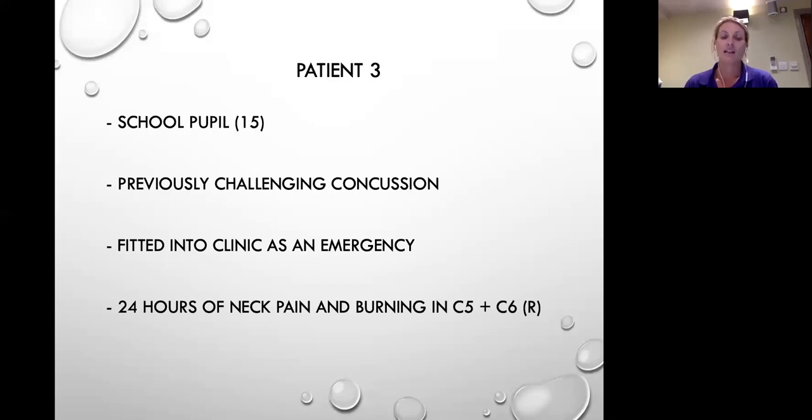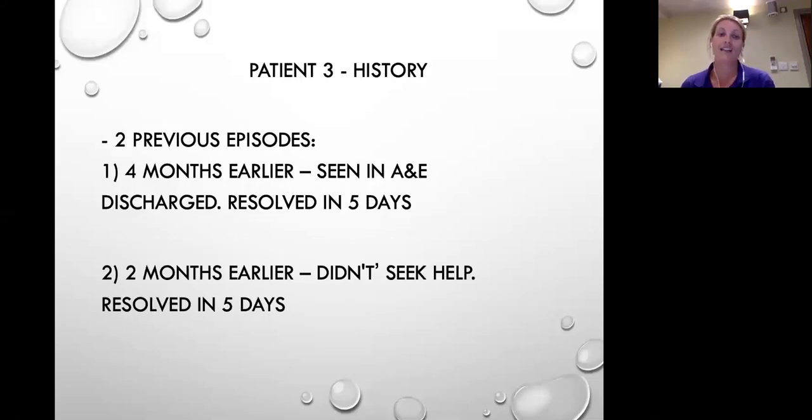And he basically had 24 hours of neck pain and burning in the region of C5, C6 within his right arm. On further questioning, he'd had 2 prior episodes of this. The first one was 4 months earlier, where he'd been seen in A&E, discharged, told it was all musculoskeletal, will settle, and his symptoms settled. Within 5 days, they'd gone. 2 months later, very similar episode, this time didn't seek help, and again, it resolved in 5 days.